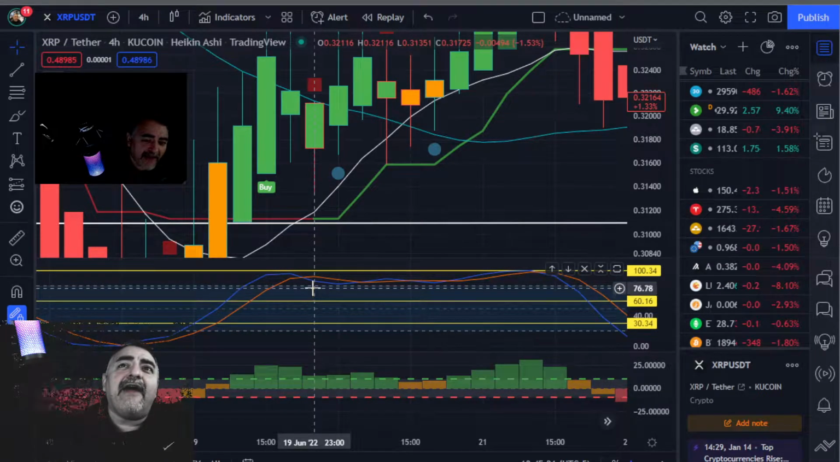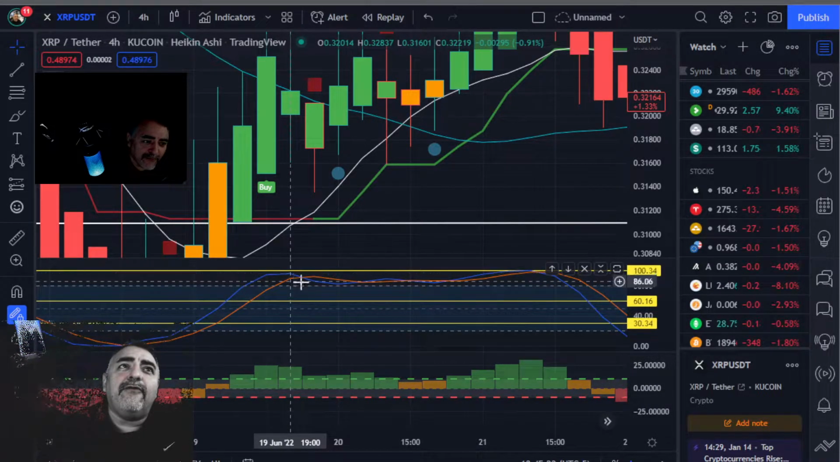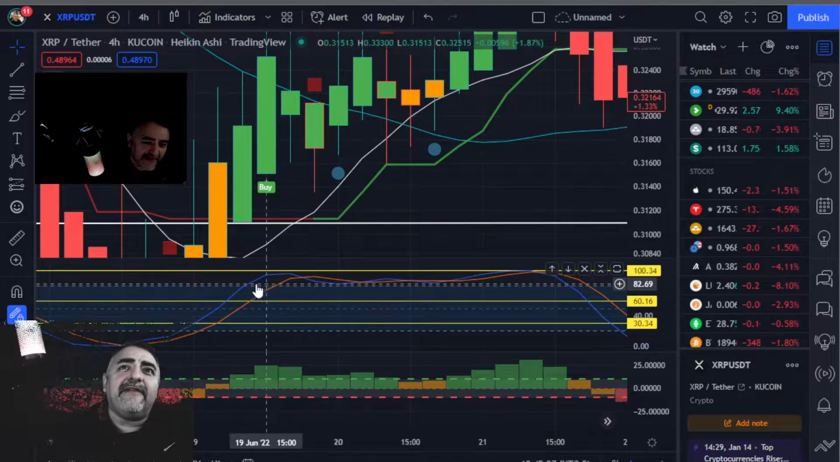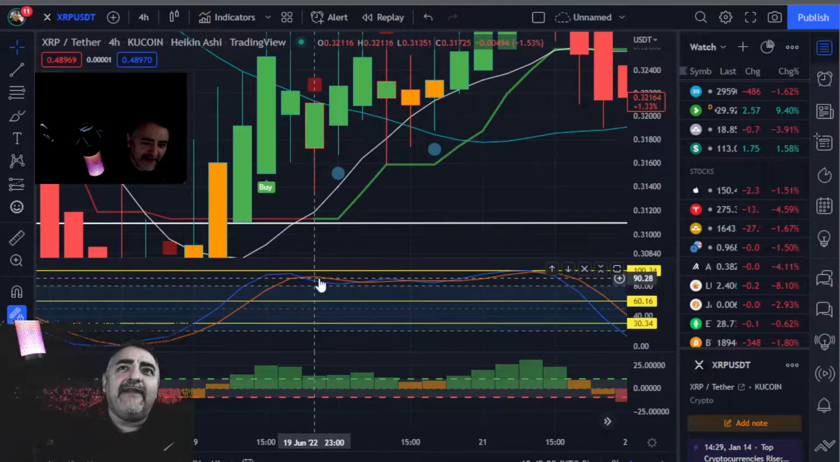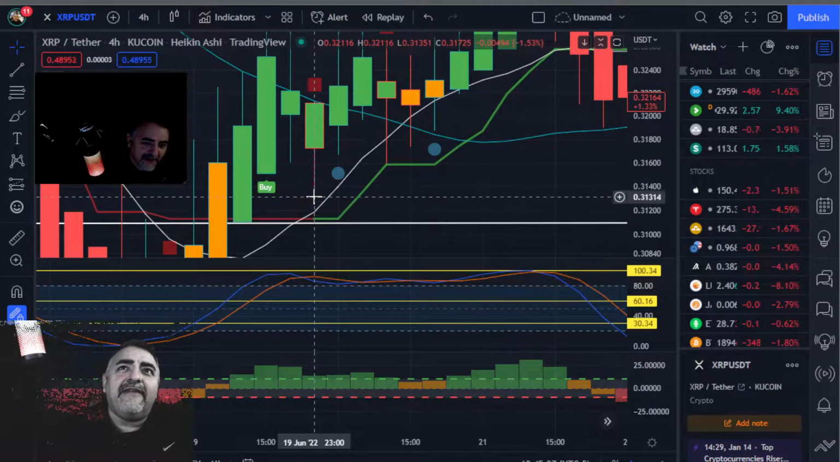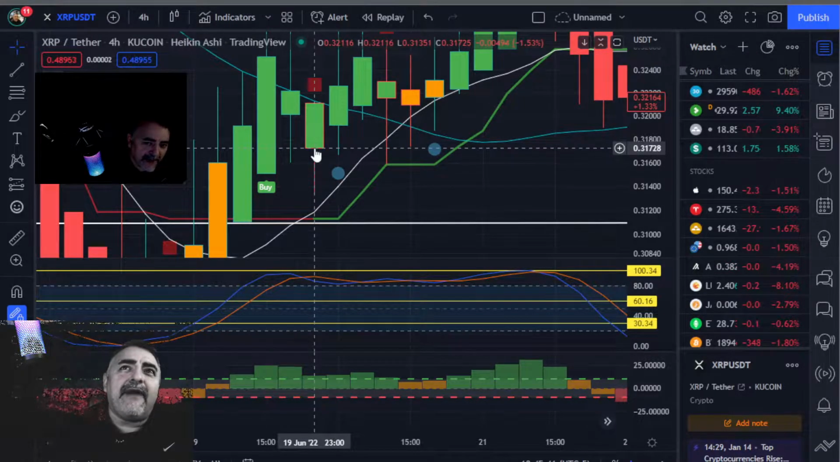My RSI is now not at the top of the roof. It has come down, and it looks like it's bouncing off. This little dotted line is the 80. So now it's starting to come down, which gives me room. And as soon as I see this trend line change, this is where I would be getting into a long, which would probably be about 31 cents, or maybe even up here, you know, 31 and a half or 31.8.